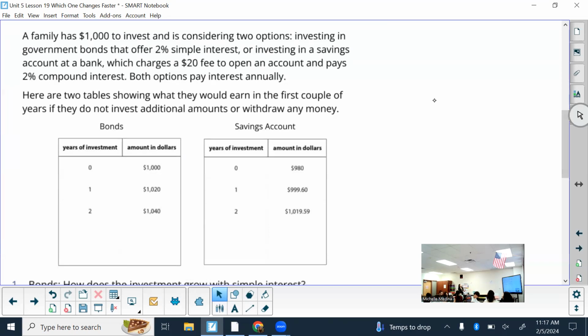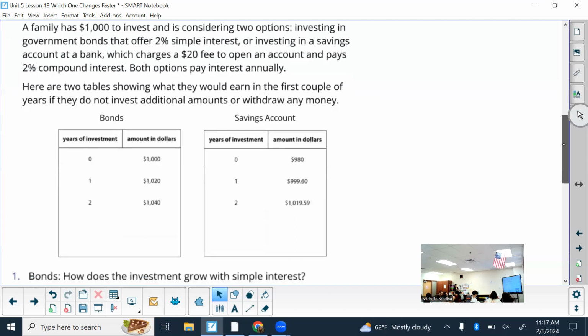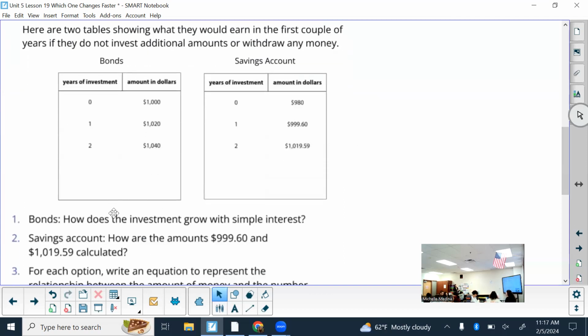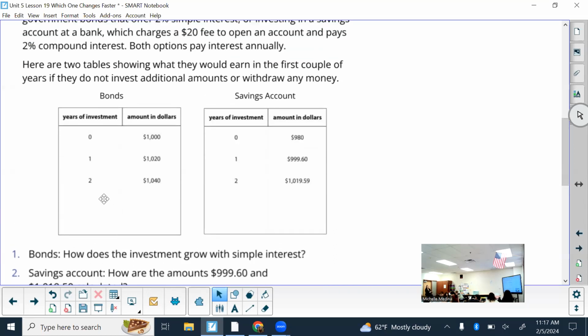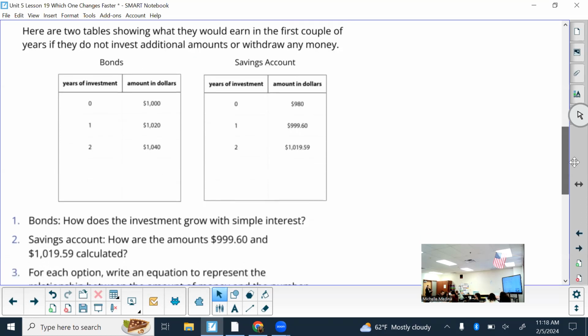You and your groups right now will answer 1 and 2. So how do the bonds grow with simple interest? And for the savings account, how are the amounts $999.60 and $1,019.59 calculated? So you technically don't need to fill in the table. You can if it helps you solve those questions. But looking at these patterns, rereading the description, be able to answer 1 and 2.